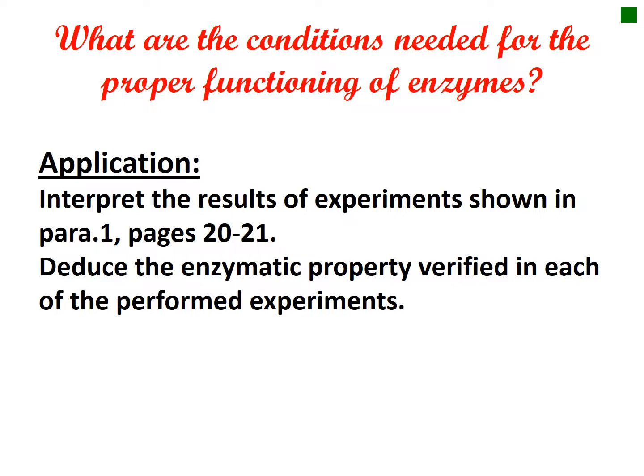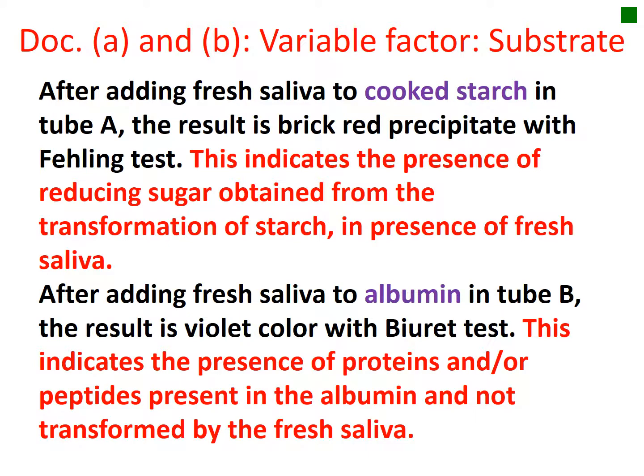We have deduced the enzymatic property. After adding fresh saliva to cooked starch in tube A, the result is a brick red precipitate with Fehling. This indicates the presence of reducing sugar obtained from the transformation of starch in the presence of fresh saliva, meaning that fresh saliva can work on starch and convert it into reducing sugar.